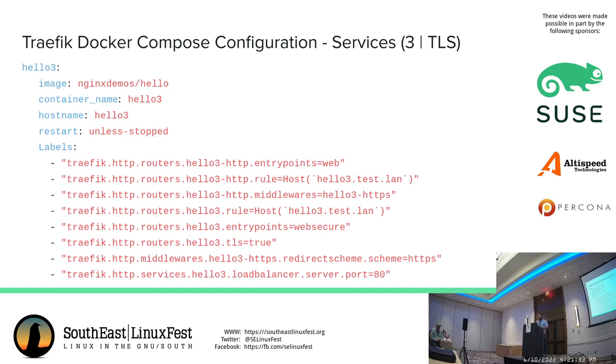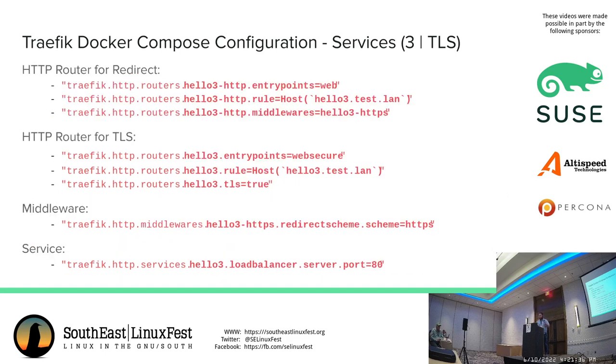Since that's a lot of text altogether there in that labels section, let's organize it for a better look. So these first, we have two routers actually configured. One is for HTTP and has the name hello3-HTTP. The specific name isn't required. You can pick whatever you want. Just make it make sense for the use case. It matches requests coming in on the web entry point. And we'll look at entry points that I've defined a little bit later in the Traefik configuration. So we've got port 80 defined for that.